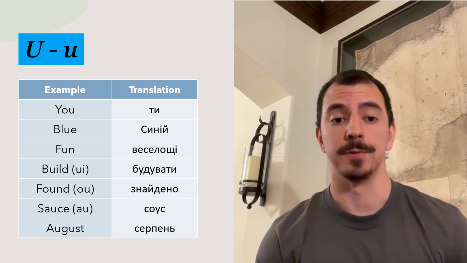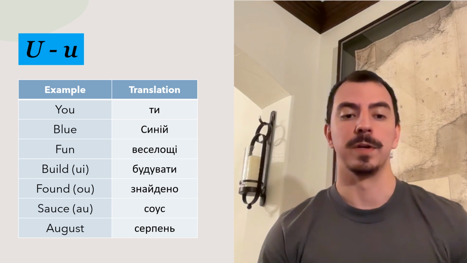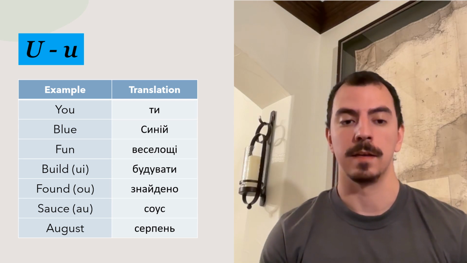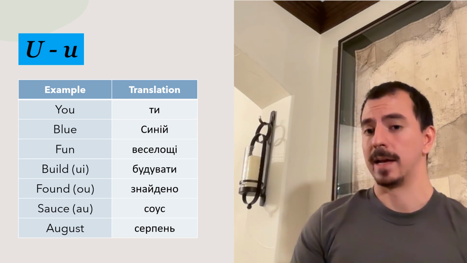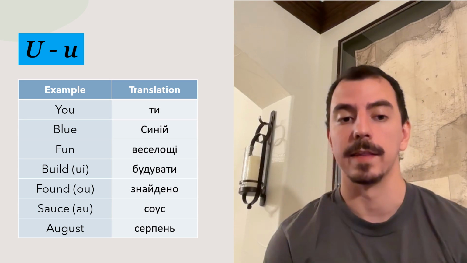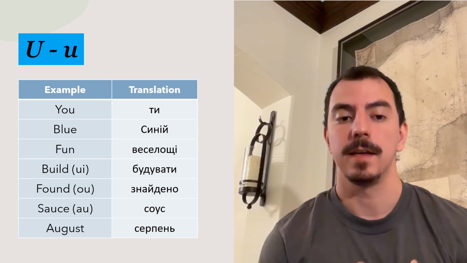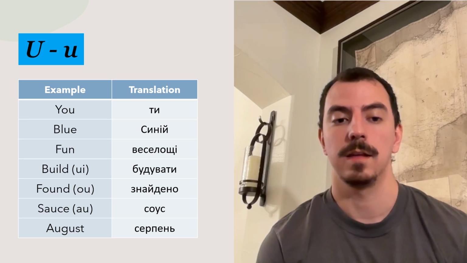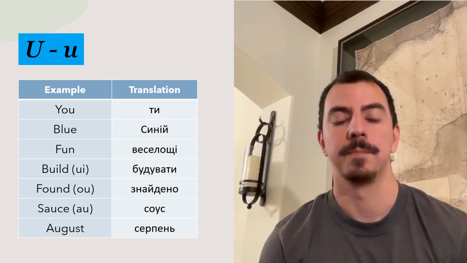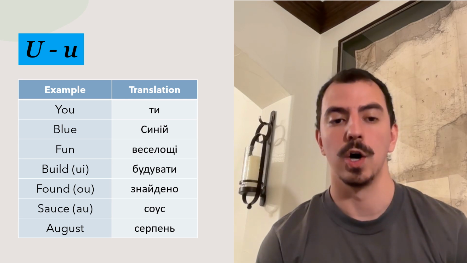And then we get into when U and I are together. So when U and I are together, it sounds like build, I. You can almost not pronounce the U and just focus on the I. So UI close together sounds like build, UI.